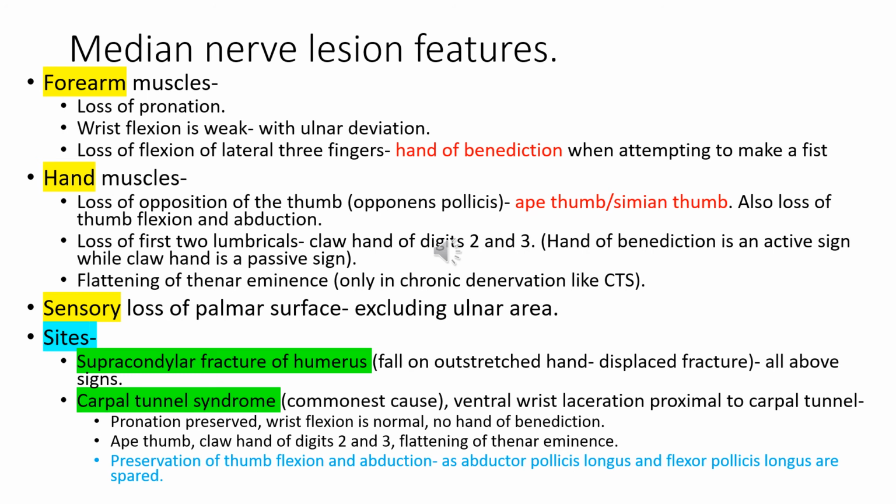And what will be present? Ape thumb will be present, claw hand of digits 2 and 3 will be present, and flattening of thenar eminence will be present. Also note that there is preservation of thumb flexion and thumb abduction, because abductor pollicis longus and flexor pollicis longus are spared, because these are forearm muscles, and this will not be affected if the median nerve is injured at the wrist.